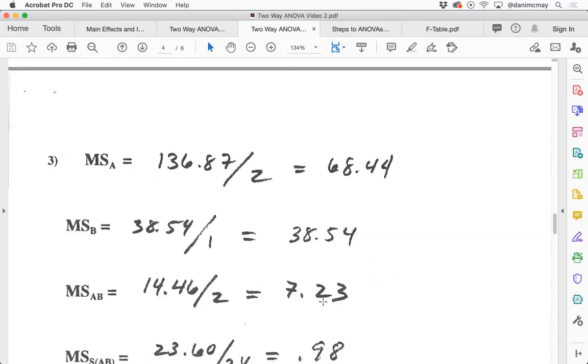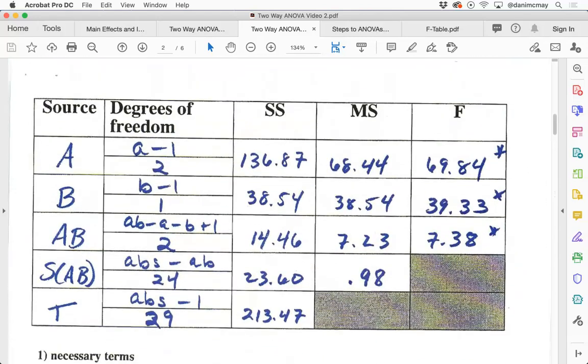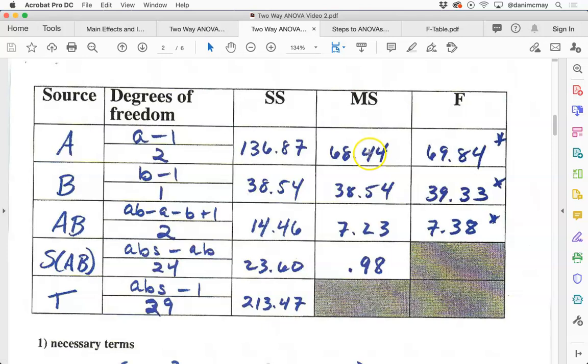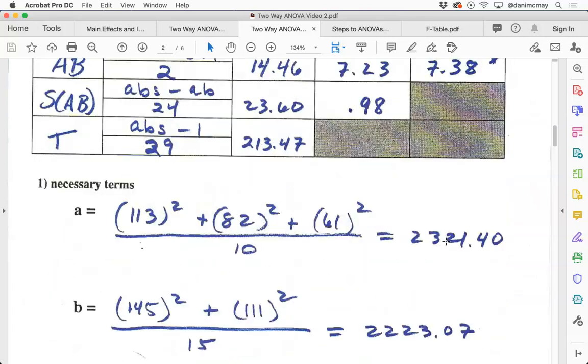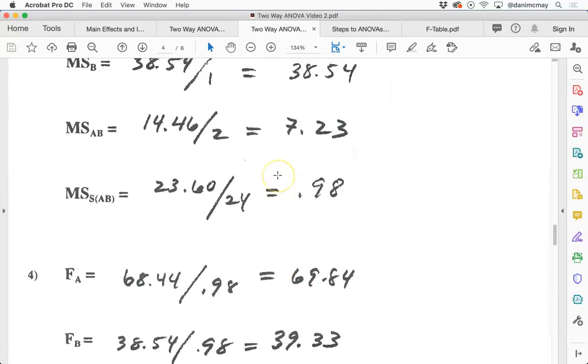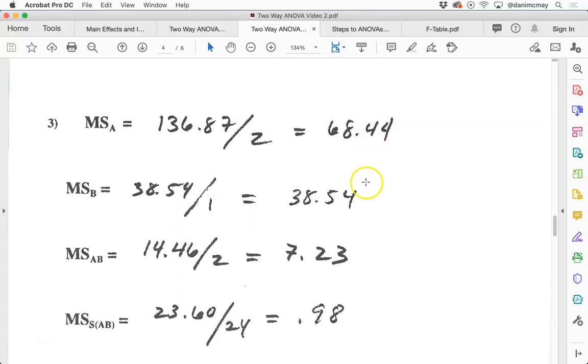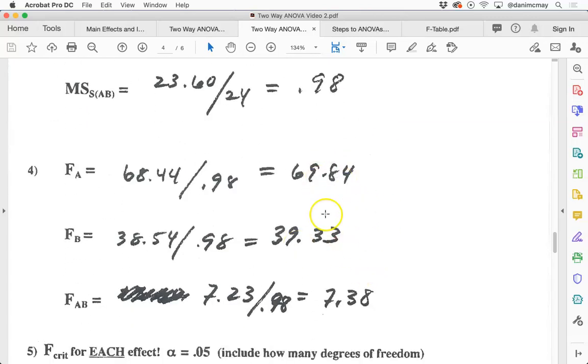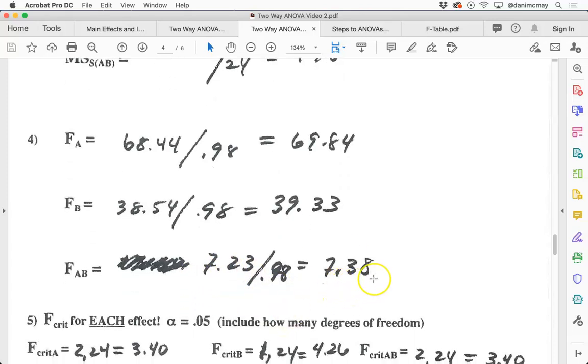Now we get our F's. Our F test, before when we did it, we only had the 1 and then our error term. Now we've got these 2 extra things. But what is similar is that we always divide our mean square by the error term to get our F. Okay. So we always divide the mean square by the error term to get our F. So 68.44 divided by 0.98 is 69.84. 38.54 divided by 0.98 is 39.33. And 7.23 divided by 0.98 is 7.38.